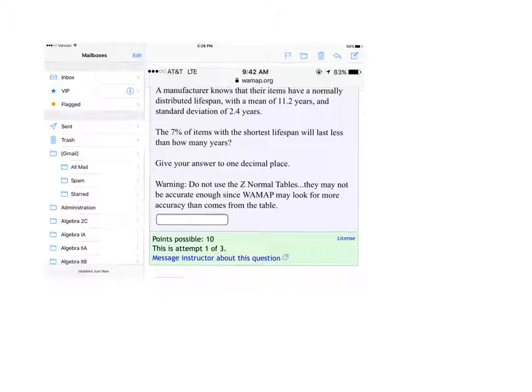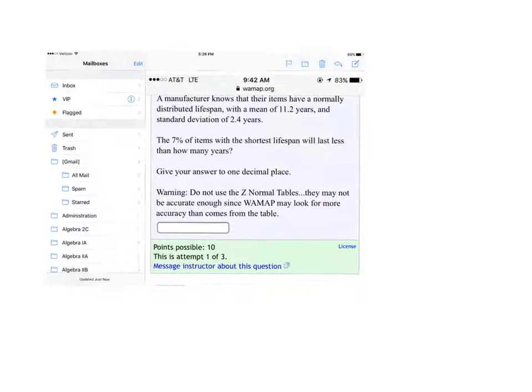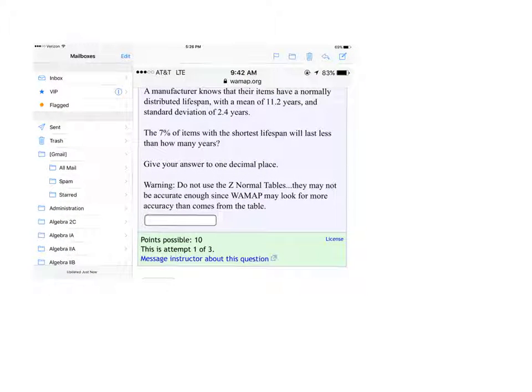A manufacturer knows that their items have a normally distributed lifespan with a mean of 11.2 years and a standard deviation of 2.4 years. You're probably noticing that I'm always writing that information down as soon as I read it. It says the 7% of items with the shortest lifespan.